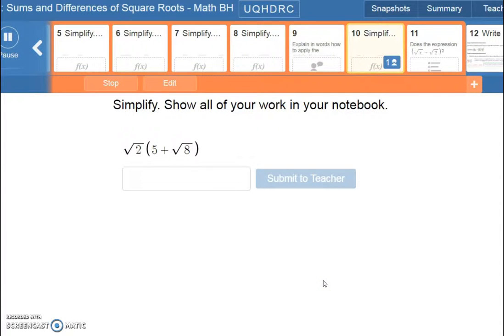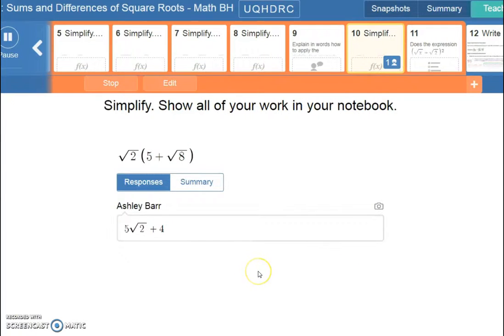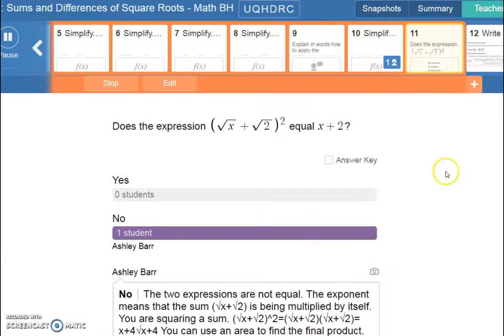Okay, now let's simplify on slide 10. Work with your groups and show all your work in your notebook. Pause the video for 2 minutes for students to finish slides 10 and 11. Okay, slide 10. We should have ended up with 5 radical 2 plus 4. Don't forget that the square root of 16, that's 4. Okay, moving on to 11.